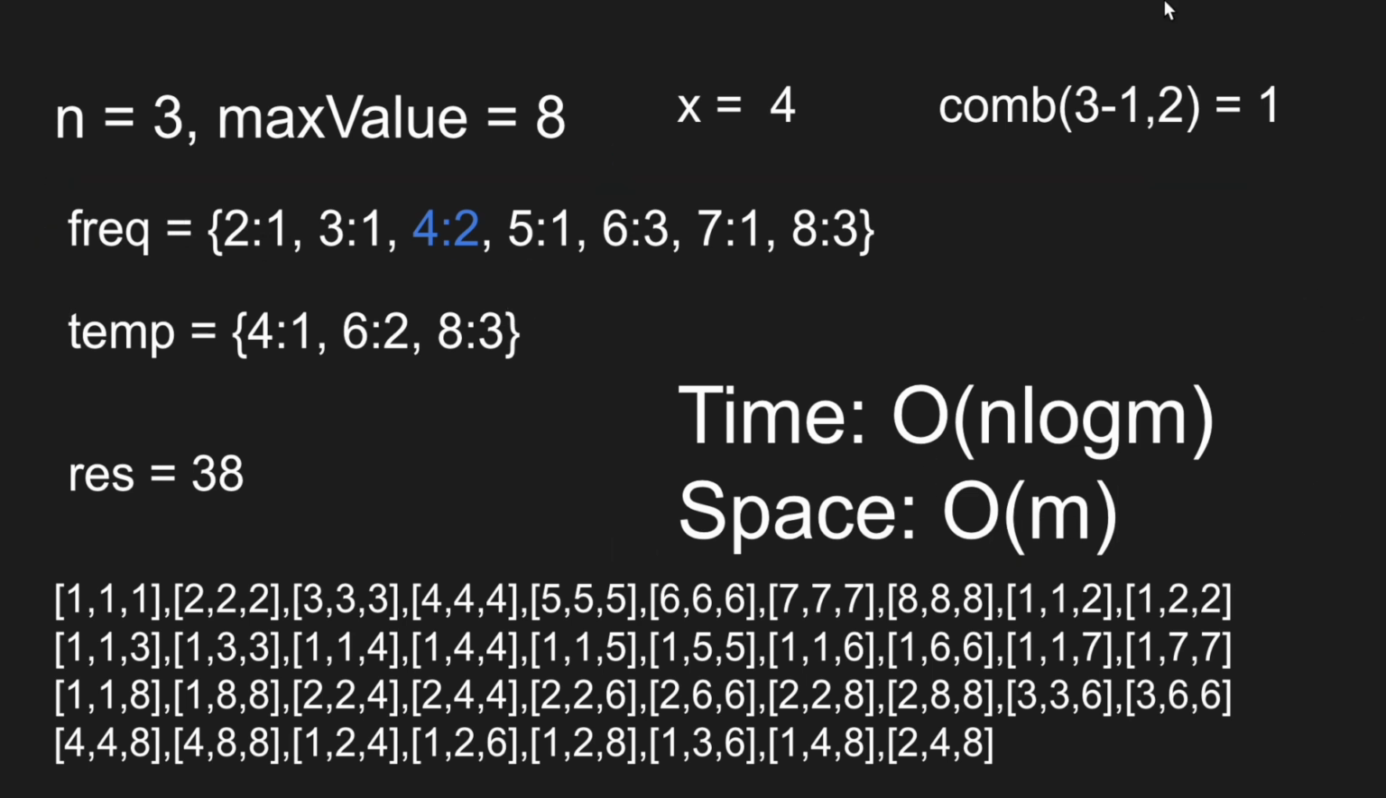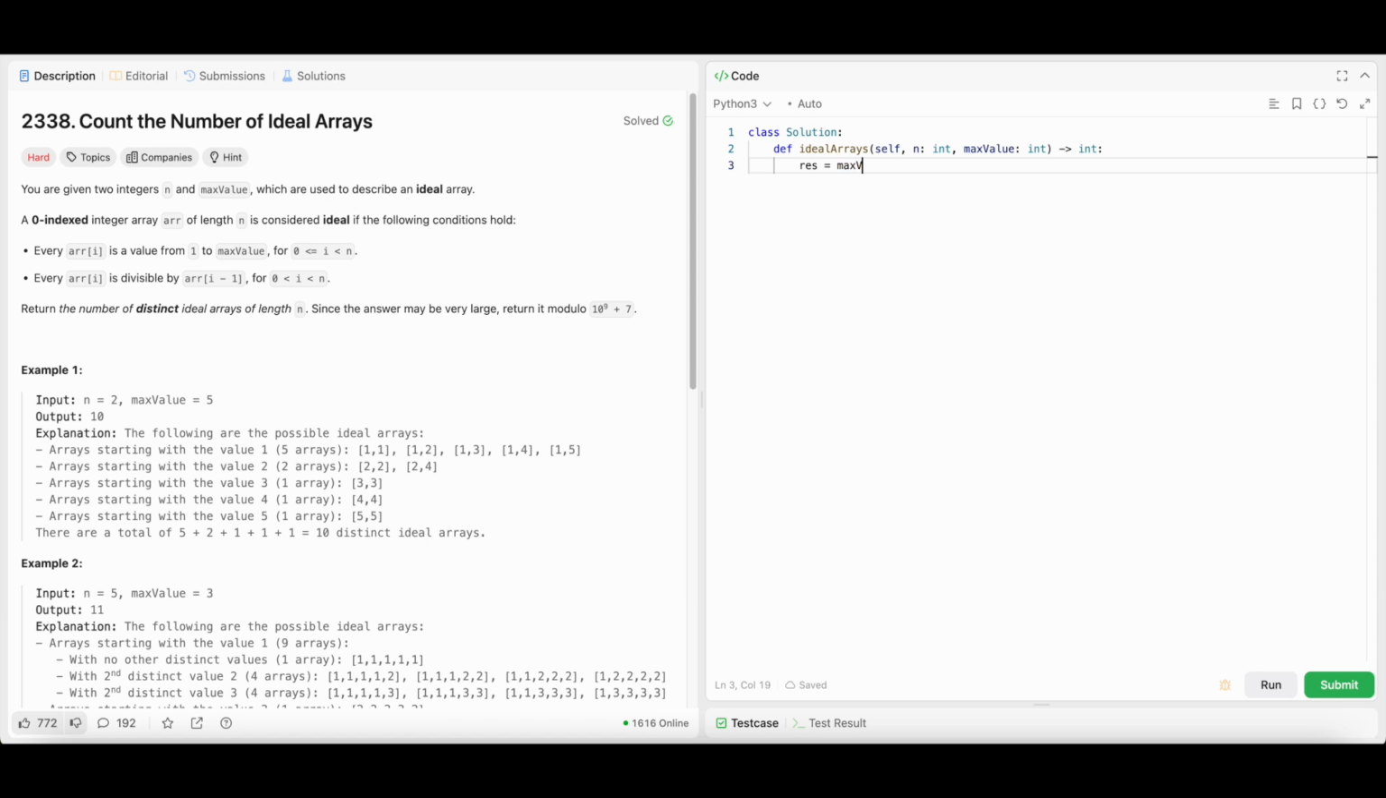So now let's get to the coding part. So first we'll initialize result to max value, and we'll initialize the frequency hash map. So it will be x colon 1 for x in range 1 to max value plus 1. And now we will loop through k, so for the number of changes, for k in range 1 to n. And we'll initialize the hash map to empty, so just counter.